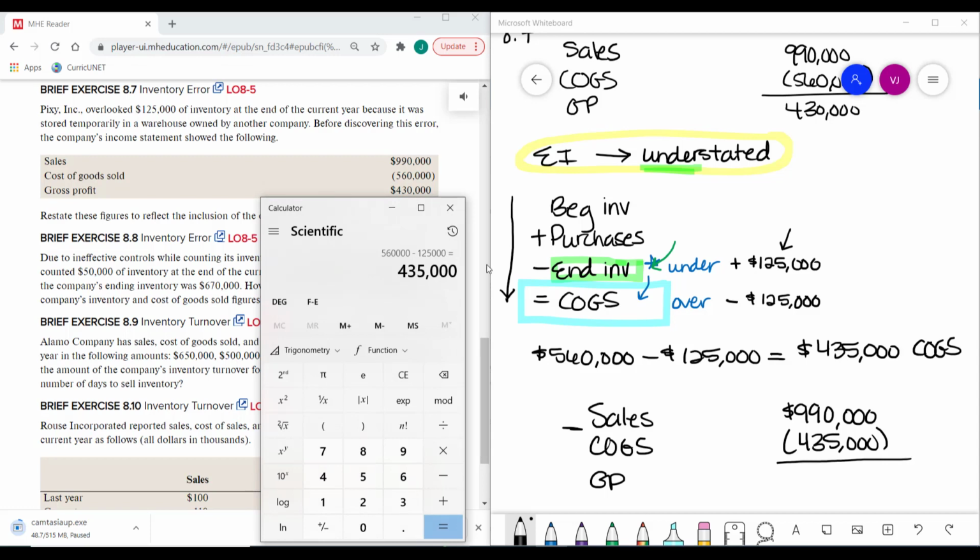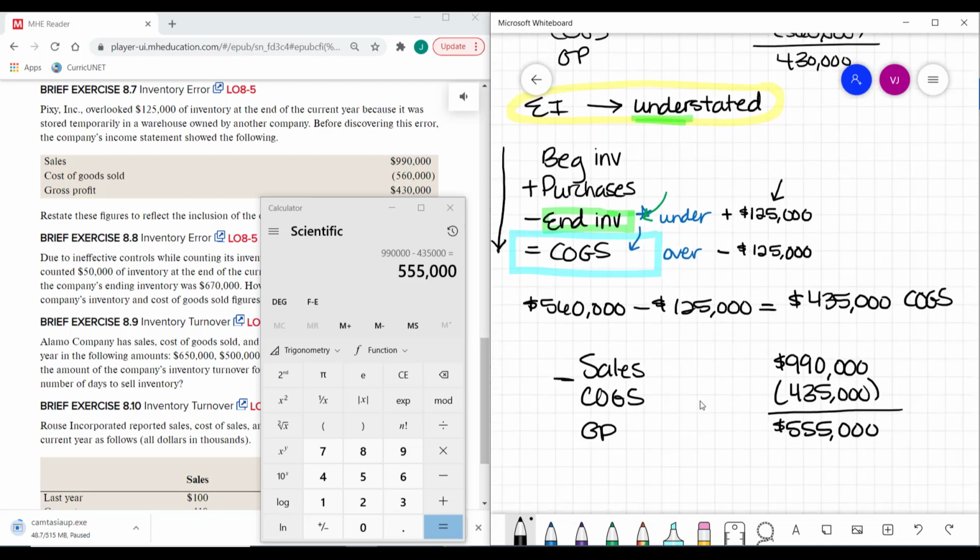Gross profit was 430, right? But now because cost of goods sold is smaller, our gross profit is going to be higher. So let's take 990 minus our new cost of goods sold. That gives us $555,000 for a gross profit.